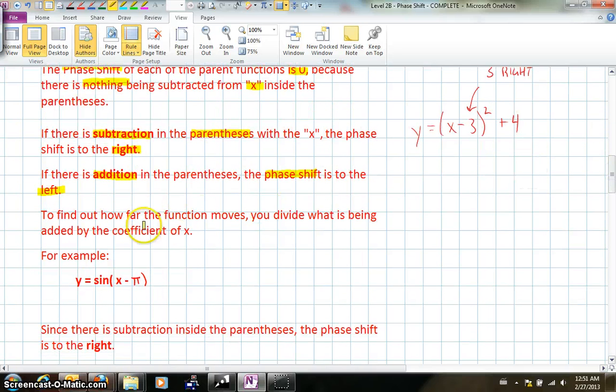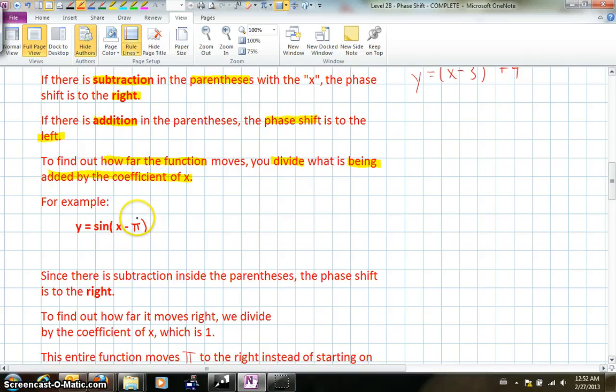Now, to figure out exactly how far the function will move right or left, we're going to divide the number being subtracted or added by the coefficient of x. So we actually have two things to do here. For example, in this function, we see it's a sine function, and we have this number being subtracted from x inside the parentheses. First of all, the fact that it's subtraction means we're going to move to the right, and exactly how far we find out by taking that number we're subtracting, pi, and dividing it by the coefficient of x, which in this case is 1. So our phase shift is pi to the right. And that's as easy as that. So we know that it's going to move to the right pi.